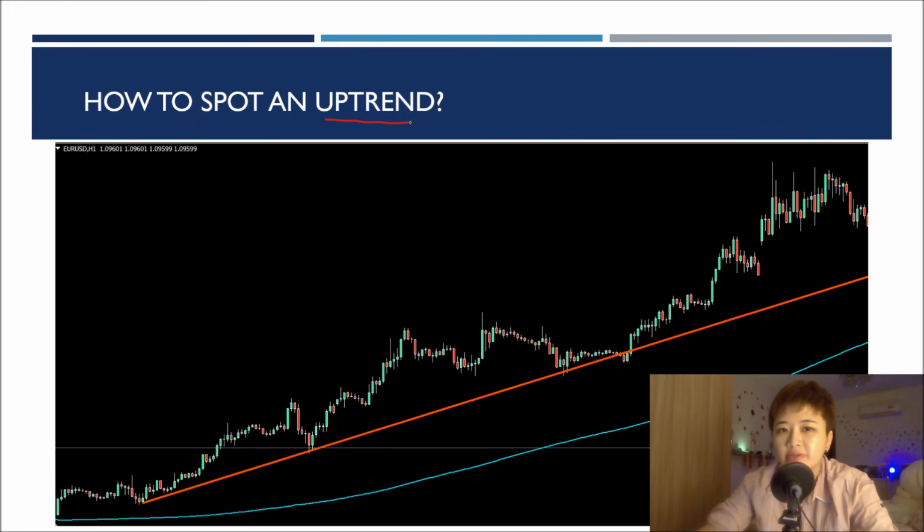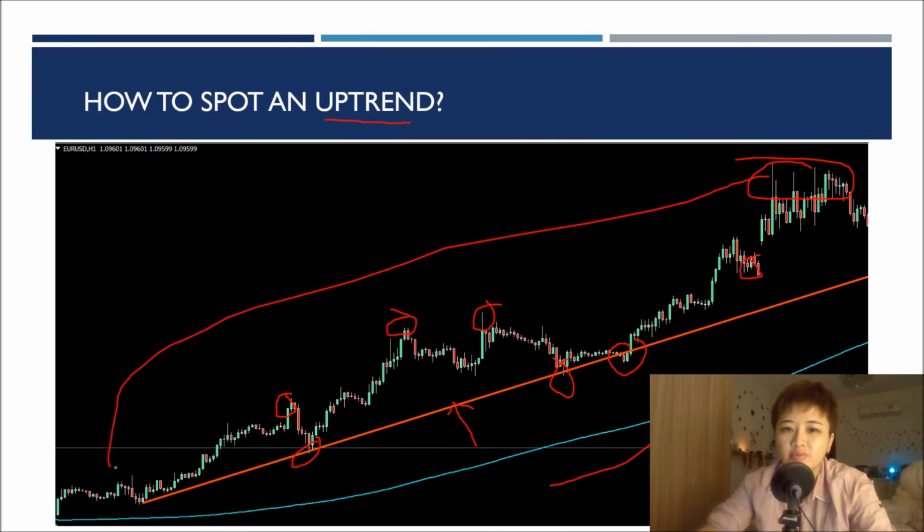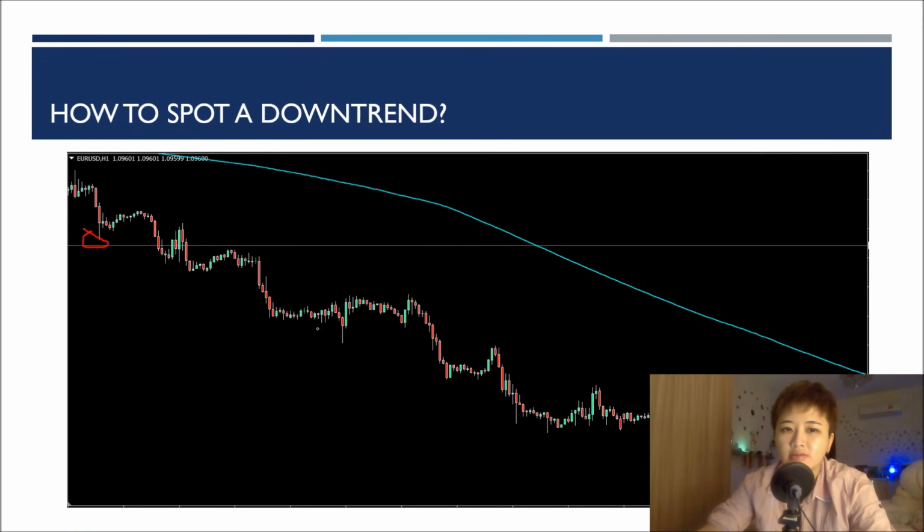So how do you spot an uptrend? To put it simply, you can just look at the price action. When the price is making higher highs, then this is an uptrend. Okay, common sense, higher lows. Another way you can determine that is draw a trend line. When the trend line is sloping up, then this is an uptrend. And also when the moving average is sloping up, this also indicates an uptrend, especially when the price is above your long-term moving average. Same thing for downtrend, lower lows and lower highs.